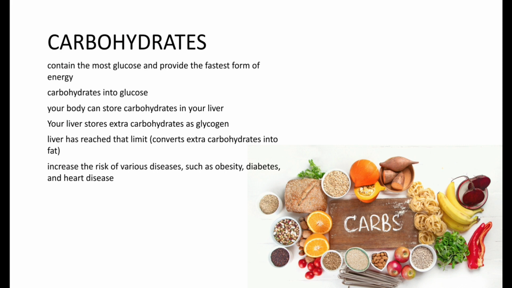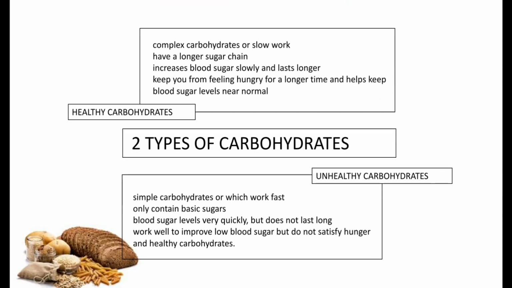Carbohydrates have 4 calories per gram. About 50 to 60% of your total daily calories must come from carbohydrate. There are two types of carbohydrate, the healthy one and the unhealthy one. The healthy carbohydrate is called complex carbohydrate. It has a longer sugar chain, so it takes a longer time to digest and absorb. This type of carbohydrate increases blood sugar slowly and lasts longer. This helps keep you from feeling hungry for a longer time and helps keep blood sugar levels near normal.